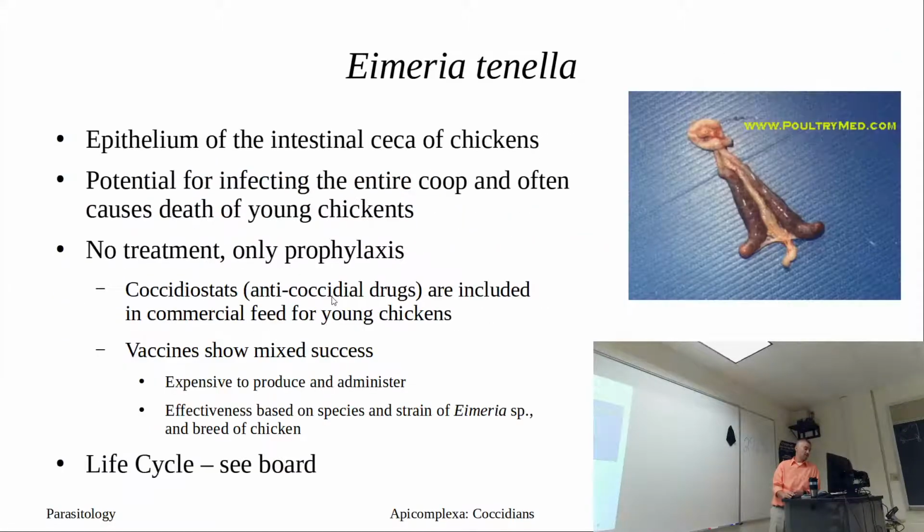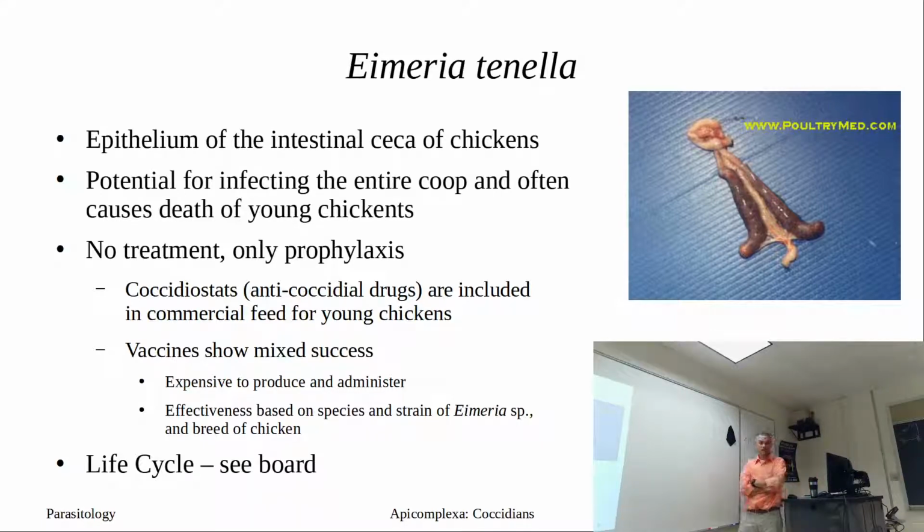All right, so one we're going to talk about is Eimeria tenella. This is in the epithelial cells of the intestinal ceca of chickens. It has the potential to infect the entire coop, often causes death in our young chickens. There's no treatment, only prophylaxis. That's why in the young chicken feed, they include a coccidiostat, which is an anti-coccidial drug. It tries to kill the parasite before it establishes an infection. They do have some vaccines being developed, but they show mixed results.